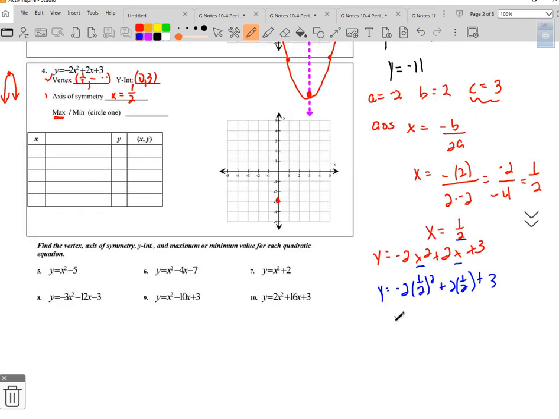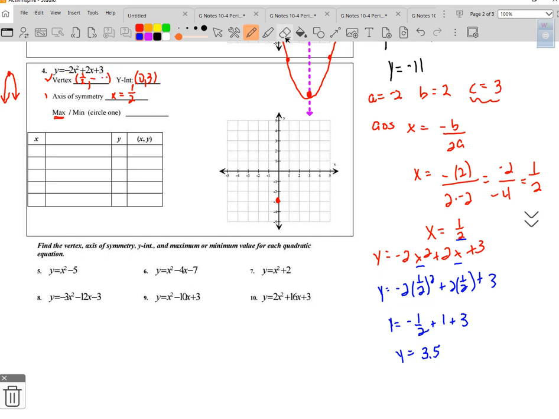But this is going to simplify to negative 2 times 1/4, so it's going to be negative 1/2 plus 1 plus 3. So y is 3.5 or 7/2. It doesn't matter, you can use either one. If we're going to use a decimal here, we could use a decimal there, or we can turn this into a fraction. Doesn't matter. I like the decimal because it makes it easier to graph with.